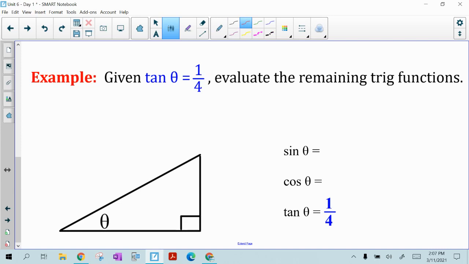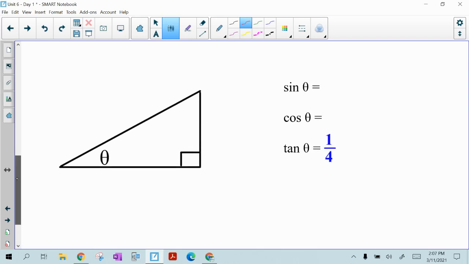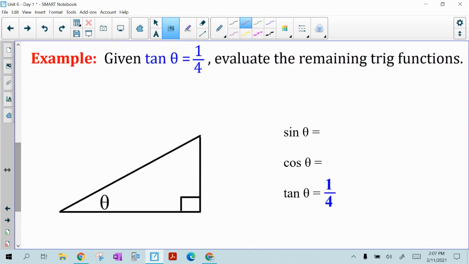All right. And again, it says that the tangent of theta is 1 over 4. Once again, it doesn't mean that the actual values are 1 and 4, but it means that the ratio of the side lengths is going to be 1 and 4. So I suppose this could be like 4 and 16. That would work. But we would like to use the easiest numbers possible, so I am just going to use 1 and 4. And now we just need to find our hypotenuse.